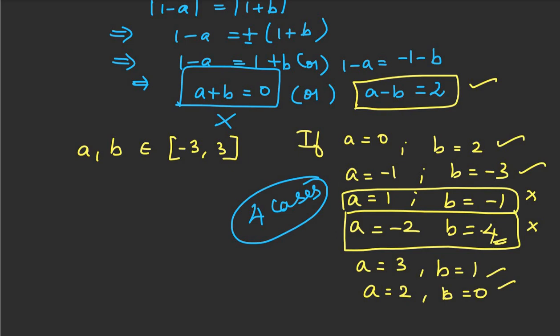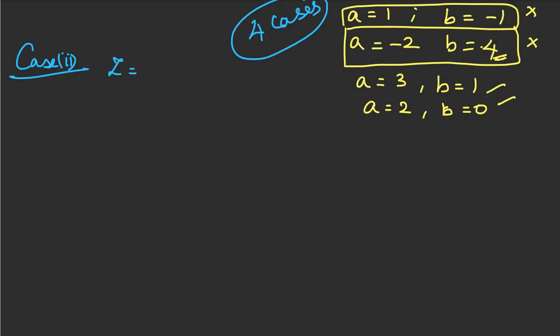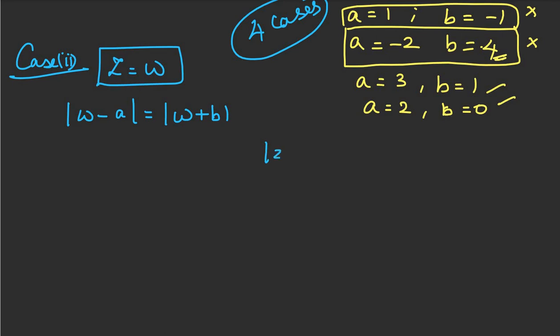So 4 cases, if I take that z is equal to 1 is the root for the given equation. So next root, if I take z is equal to omega, then modulus of omega minus a is equal to modulus of omega plus b. You know that from the question, modulus of z minus a is equal to modulus of z plus b. So here z is omega, here I have taken the root.